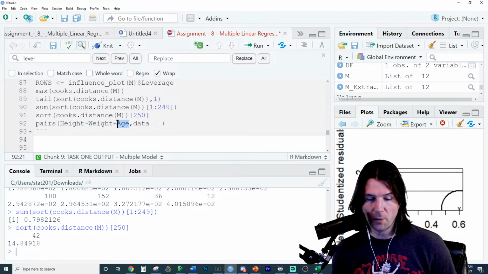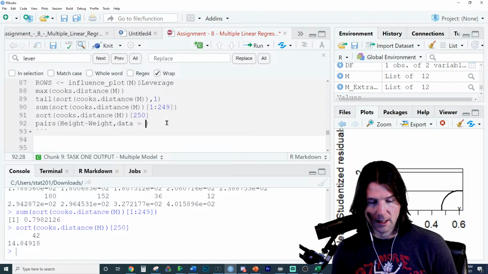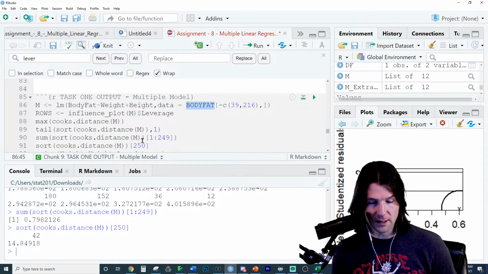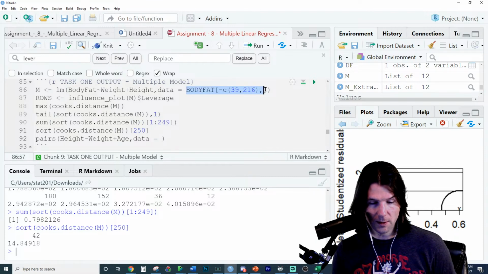It's not the end of the world if you include a Y variable. It's just we don't really need to concern ourselves with the Y variable. Sure, I'll put in age just to show multivariate. My model doesn't have it right now, but I just want to show the multivariate sense. We're using the body fat data frame, and I did remove these rows because I only want to show the one, like yours will look.